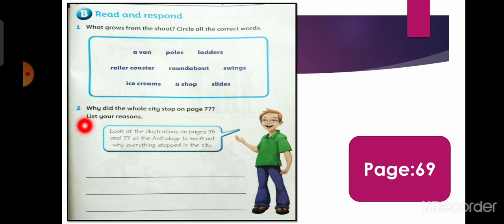Now, the next question on this page is, why did the whole city stop on page 77? List your reasons. Look at John's speech bubble to find out the answer from the student anthology. Look at the illustrations on pages 76 and 77 of the anthology to work out why everything stopped in the city. Can you tell me?